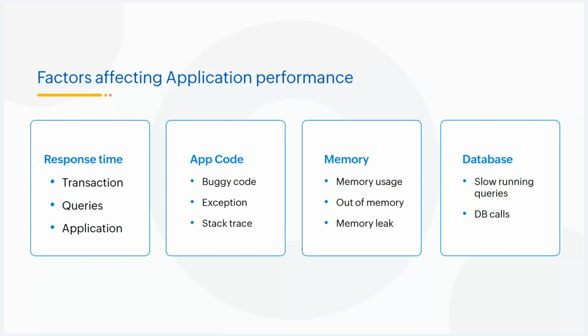In the application code, we know that bugs can lead to unexpected behavior, crashes, or performance degradation. Error handling can impact the overall performance, and frequent exceptions might indicate issues that need more attention. When an error occurs, the stack trace provides information about the sequence of function calls leading up to the error. So analyzing the stack trace helps define the source of the issue.